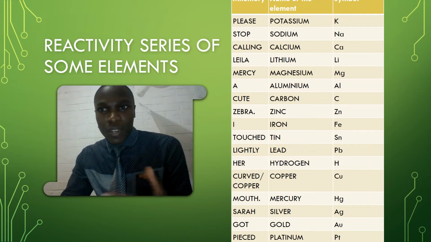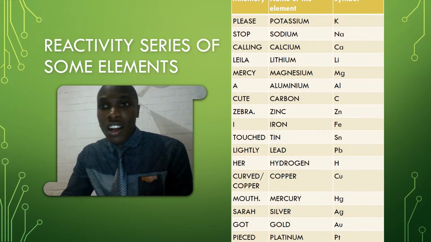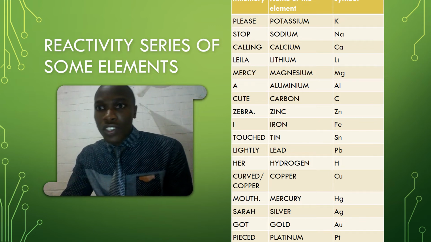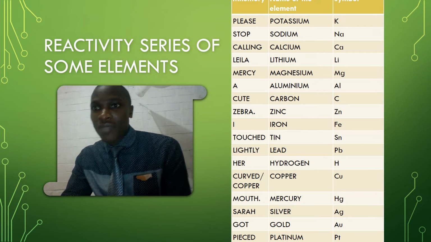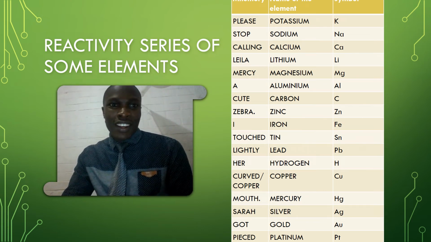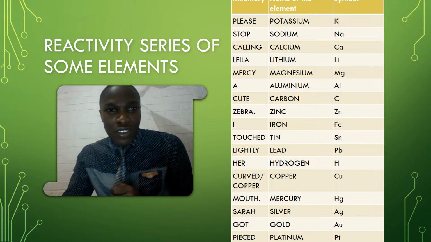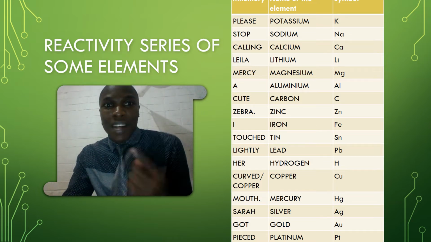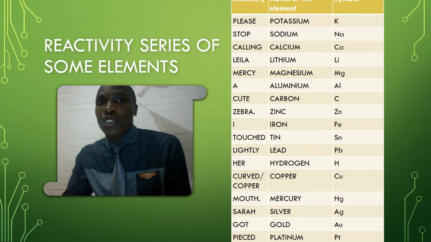For example, please stands for potassium, stop sodium, calling calcium, Layla lithium, Mercy magnesium, a aluminium, cute carbon, zebra zinc, iron, touched tin, lightly lead, her hydrogen, curved copper, mouth mercury, Sarah silver, got gold, pissed platinum. So you can also create yours which can help you to recall, but that one is so sweet. How I wish you could memorize it and use it.